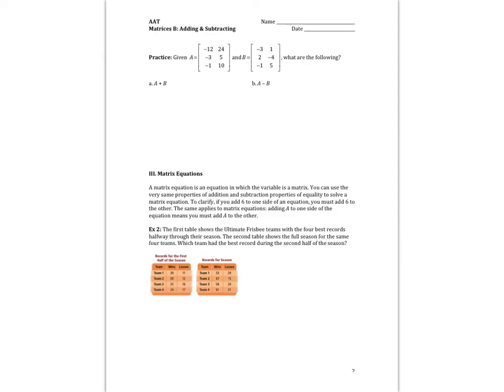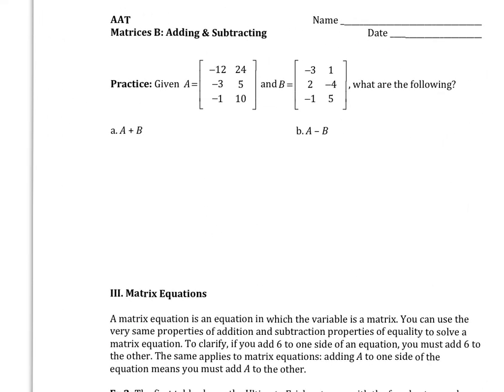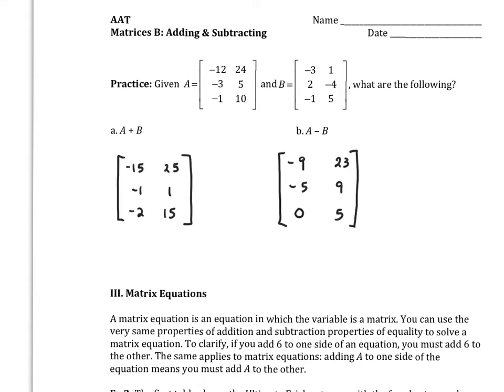Now it's your turn. Go ahead and attack, kill, destroy the practice here. Again, you can skip the middle step and just jump straight to the answer. Go ahead and pause, and then come back for the answer. And here are your two answers. When we add them together, negative 12 plus a negative 3 is negative 15, etc. All the way down to the 10 plus 5. And then over here we're subtracting negative 12 minus a negative 3, which is negative 9, and then 10 minus 5, which is a 5. Fill in those ones there.